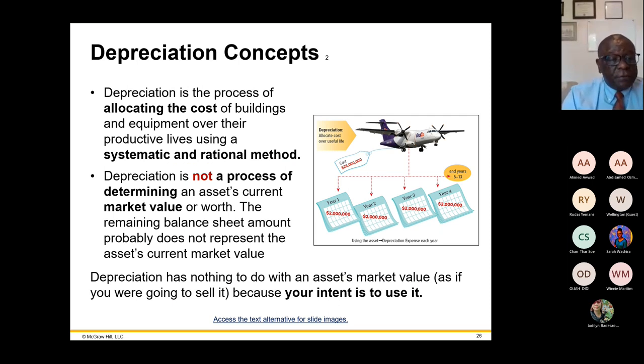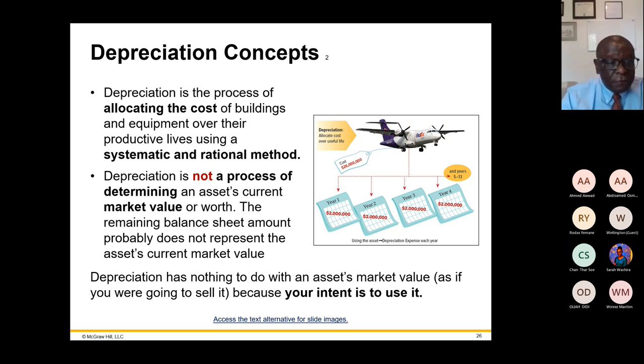So the depreciation concept is the process of allocating costs, like I said, of buildings and equipment over the productive life or useful life. A systematic and rational method is used as far as accounting is concerned. They don't allocate costs arbitrarily. Like, for example, I told you, let's assume it is $50. But you will look through and see all the depreciation methods.